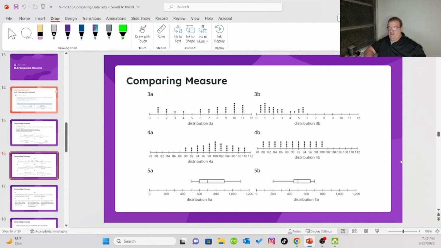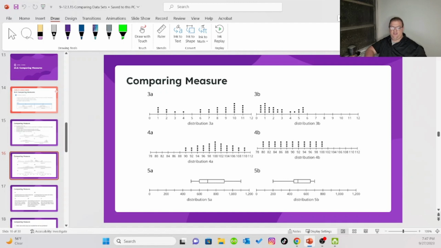Now we can look at 5A and 5B. Here I seem to have skewed right data because my box is over here to the left. And in 5B, I seem to have skewed left data because my box is on the right and my tail goes to the left. So anytime I have skewed data, I'm going to use median and interquartile range.